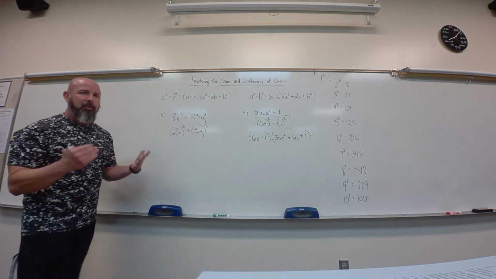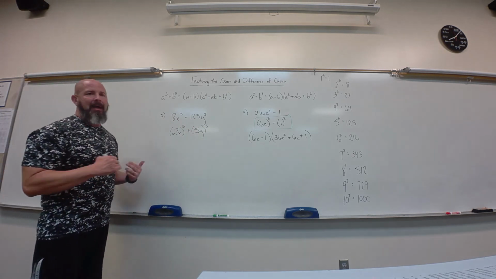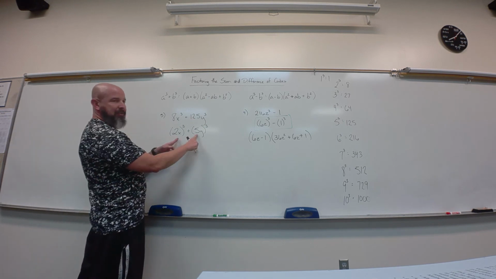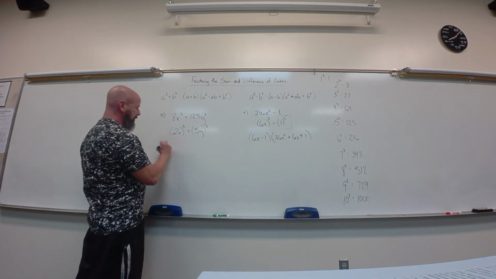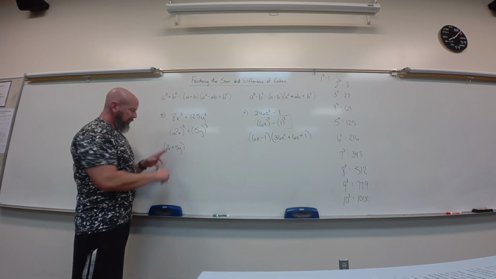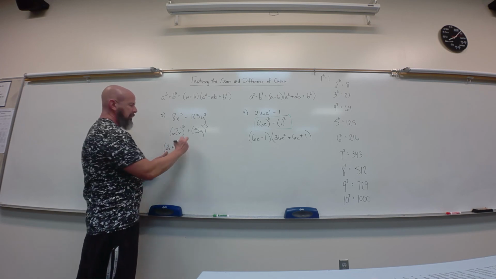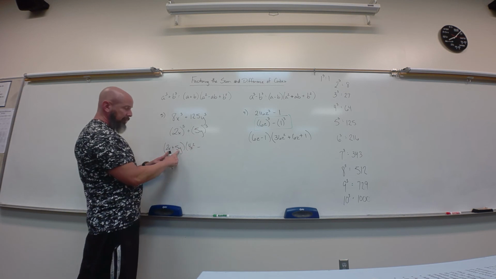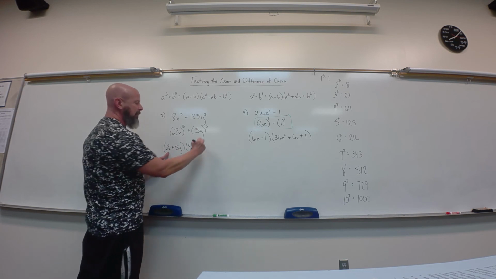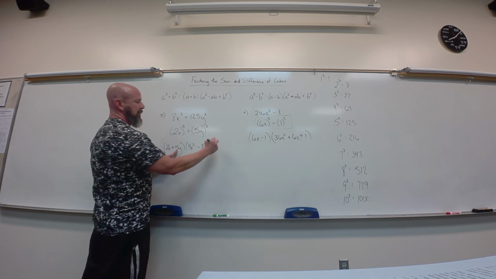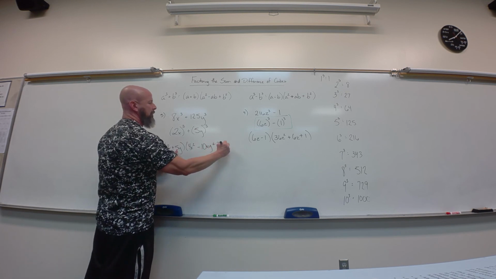I'm going to be working with a 2x and a 5y. Those are my two parts. So here's my start. It's a sum. 2x plus 5y. Square the first one. 4x squared. Minus the product. 2x times 5y, 10xy. Square the last, so plus 25y squared.